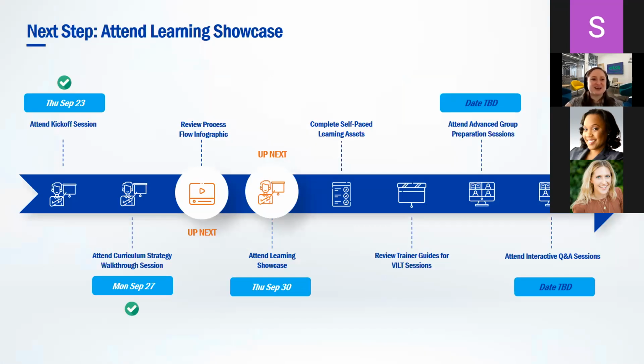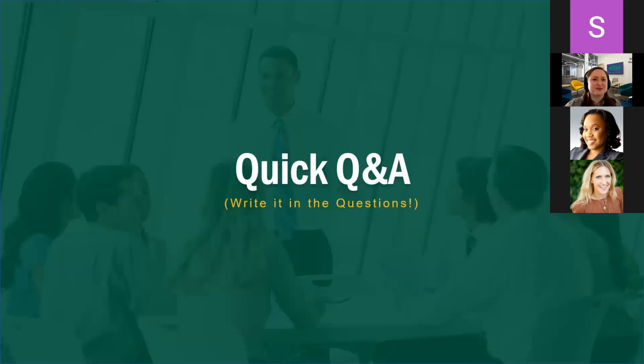So with that, oh, perfect, Sarah read my mind. I'll just say, as a quick reminder, your next step will be to review the process flow infographic. We'll make that available very soon, followed by the learning showcase, in which we will go into more detail on those different modalities. After that session, that's when you'll be expected to begin completing the self-paced learning assets, reviewing the trainer guides for the VILT sessions, and ultimately making sure we're ready for those upcoming advanced group preparation sessions as well. So Sarah, I'll turn it to you. Any other comments you want to make about what's coming up next?